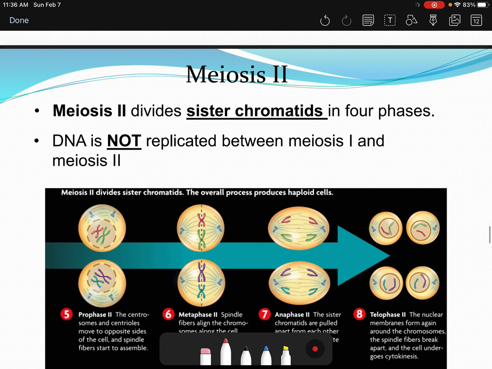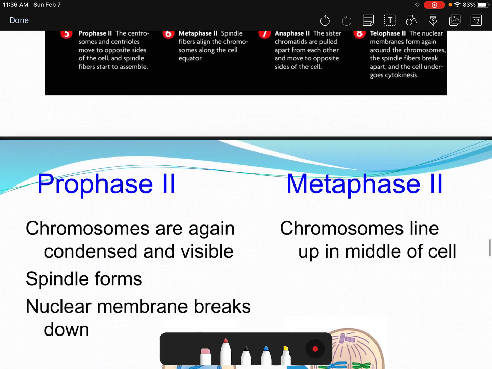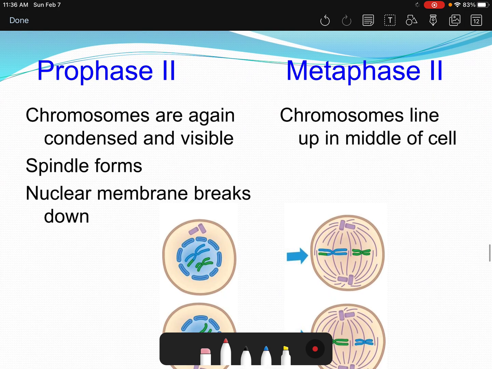Meiosis 2 divides the sister chromatids, okay? So meiosis 2 will look very much like mitosis in terms of we're separating a replicated chromosome into its individual chromatids. Again, the DNA is not replicated in between meiosis 1 and meiosis 2. So in prophase 2, the chromosomes are again condensed and visible. The spindle forms, the nuclear membrane and nucleolus break down. So just like we do in mitosis.